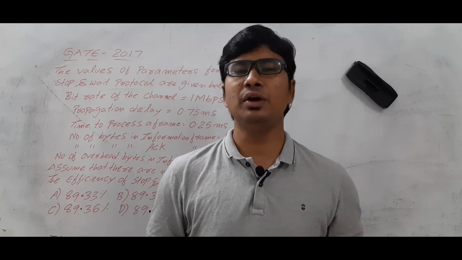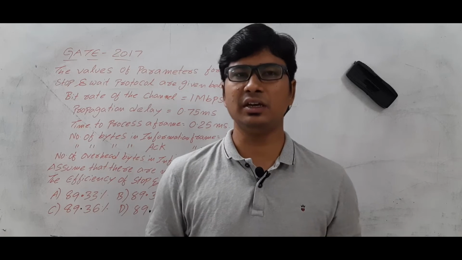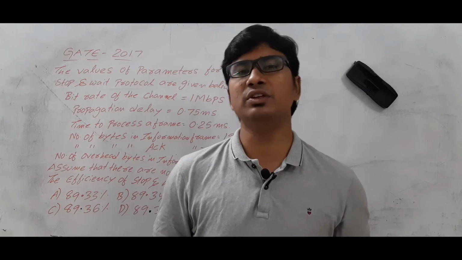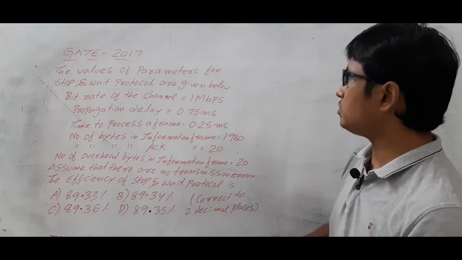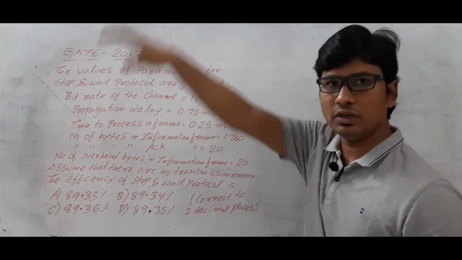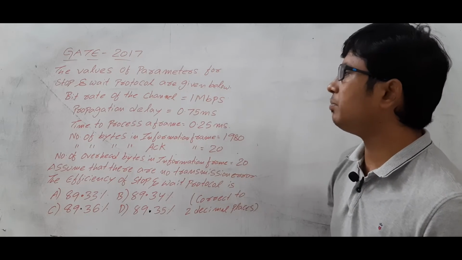In this video, I want to discuss one of the GATE questions which came in the year 2017. First, let me read out the question, then we will solve it. The values of parameters for stop and wait protocol, which is a flow control mechanism, are given below.